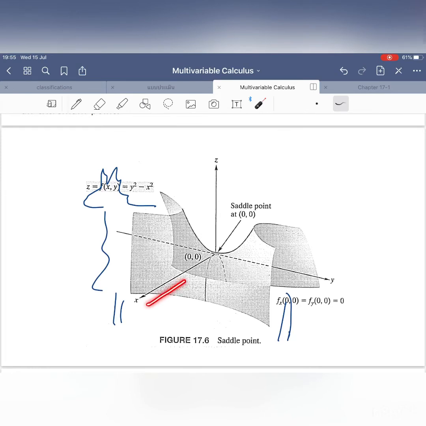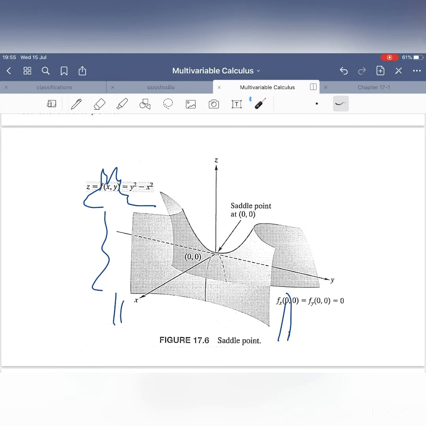this surface in this direction, along the x-axis like this, then you see that, hey, it looks like a hill, right? However, if you look at this direction in terms of the y direction, then you see that, hey, it looks like a valley, right? So you cannot decide whether it is a hill or a valley. Then this one gives you nothing, which is called the saddle point.